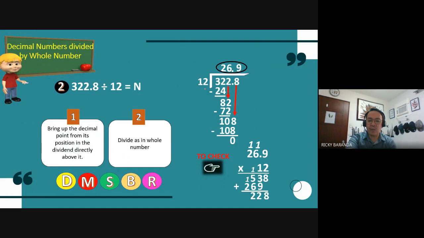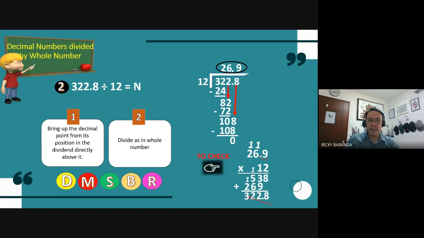So bring down 2, carry 1. 1 plus 2 is equal to 3. Then write the decimal point. So since we have one decimal place, move natin dito. So magiging dito yung decimal point niya. So kung mapapansin nyo, yung nakuha nating sagot is 322.6.